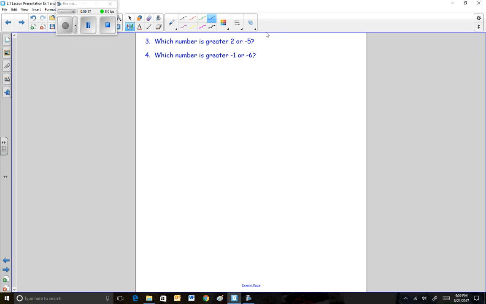Welcome back. Let's take a look. Which number is greater, 2 or negative 5? 2 is farther to the right on the number line, so it is the greater number. Which number is greater, negative 1 or negative 6? Negative 1 is farthest to the right on the number line, so negative 1 is the greater number.